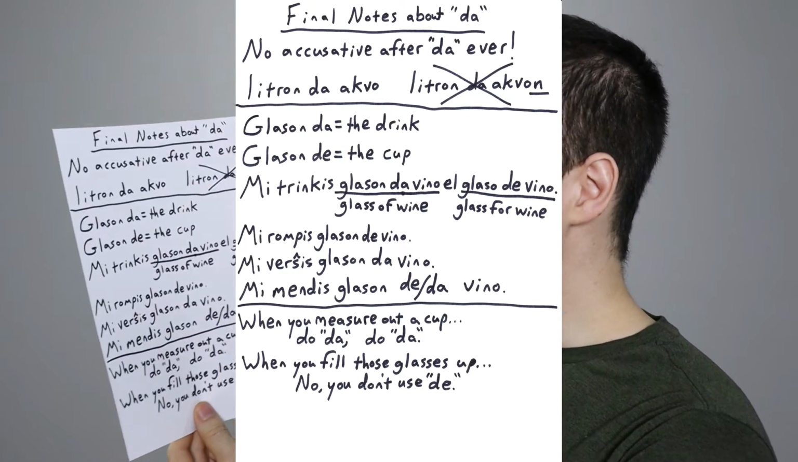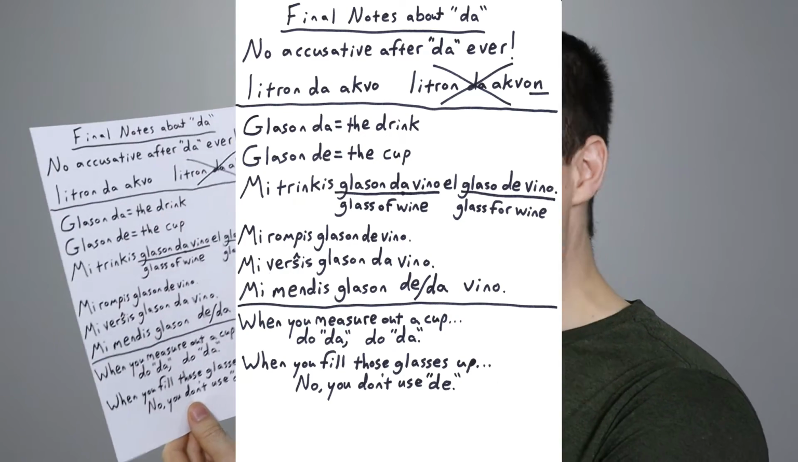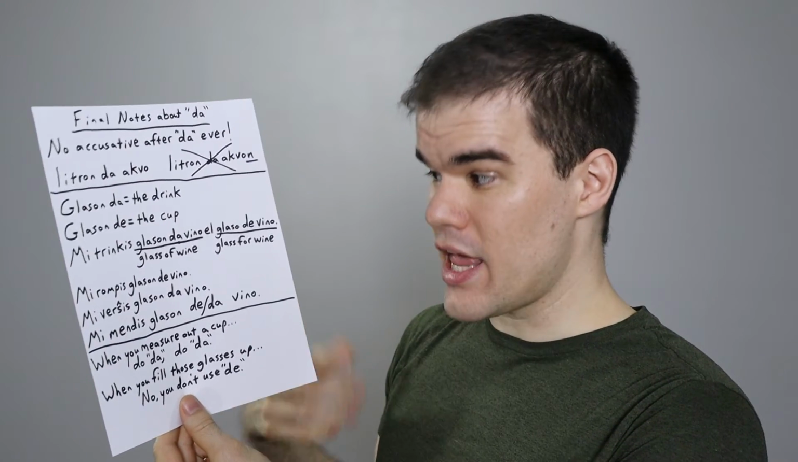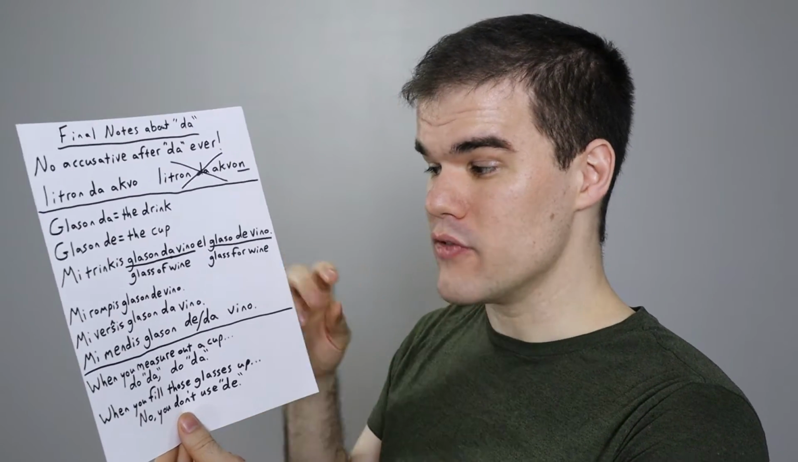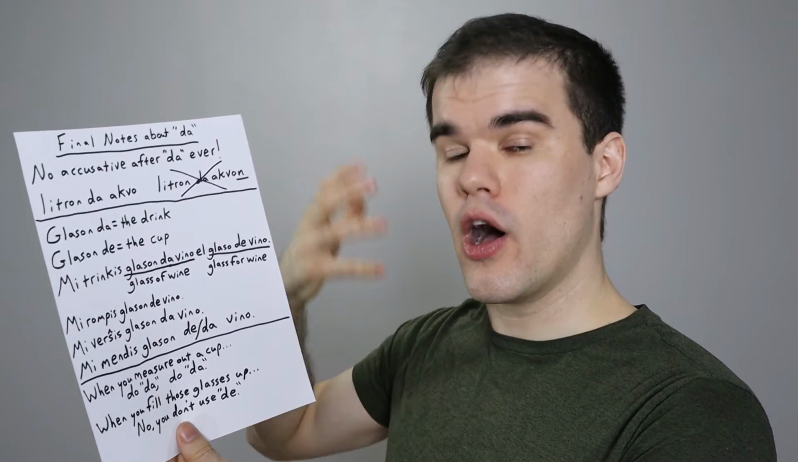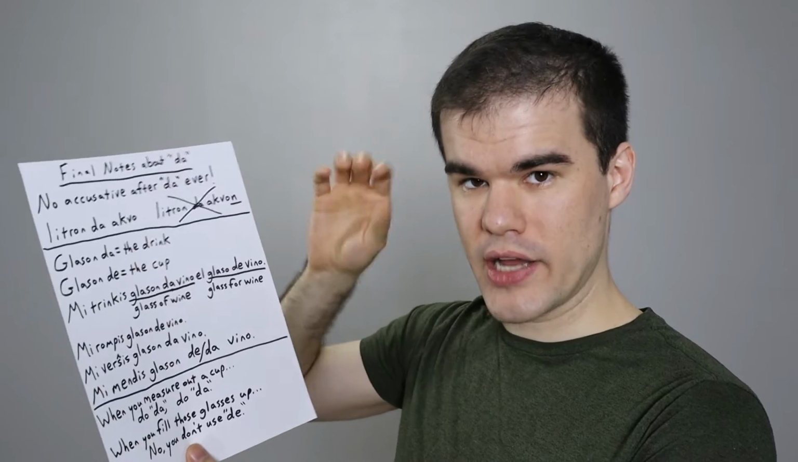Mi trinkis glason da vino el glaso de vino. I drank a glass of wine out of a glass for wine. So I drank a glass worth of wine, one full glass of wine I drank.